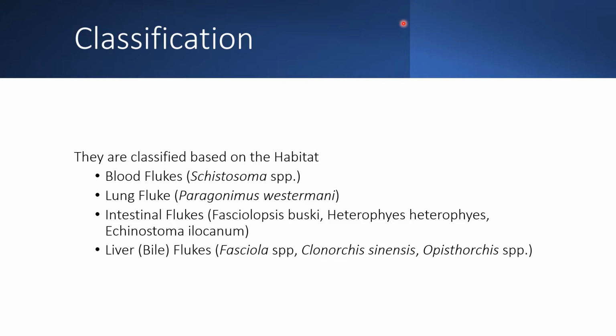For intestinal flukes, we have your Fasciolopsis buski, your Heterophyes, and Echinostoma. These intestinal flukes are particularly established in the small intestines. But we have this one intestinal fluke which resides in the large intestine, in the large bowel. It's your Gastrodiscoides. Your liver or bile flukes, we have your Fasciola, your Clonorchis sinensis, and Opisthorchis species.